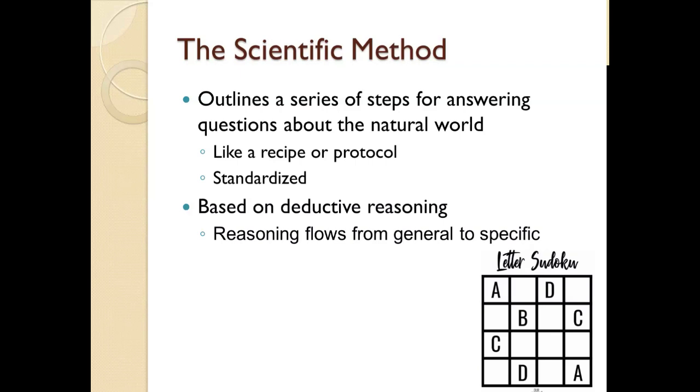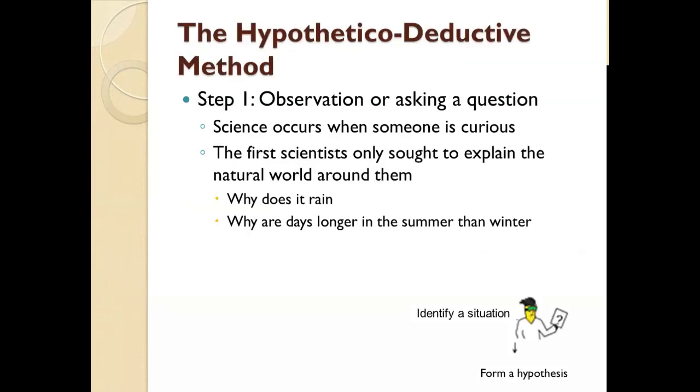For example, we know that B cannot be in row 2 because it's already present. So B must be in row 4. And that is how deductive reasoning goes. It takes a look at what is currently known, what are the gaps in your information, and how can we fill that information in. So the step 1 of the scientific method, also known formally as the hypothetical deductive method, is to make an observation or ask a question.